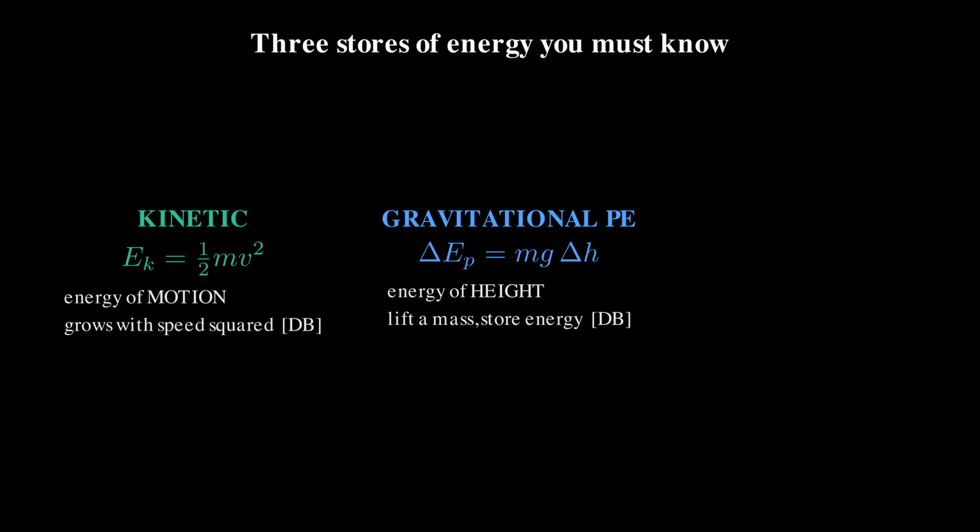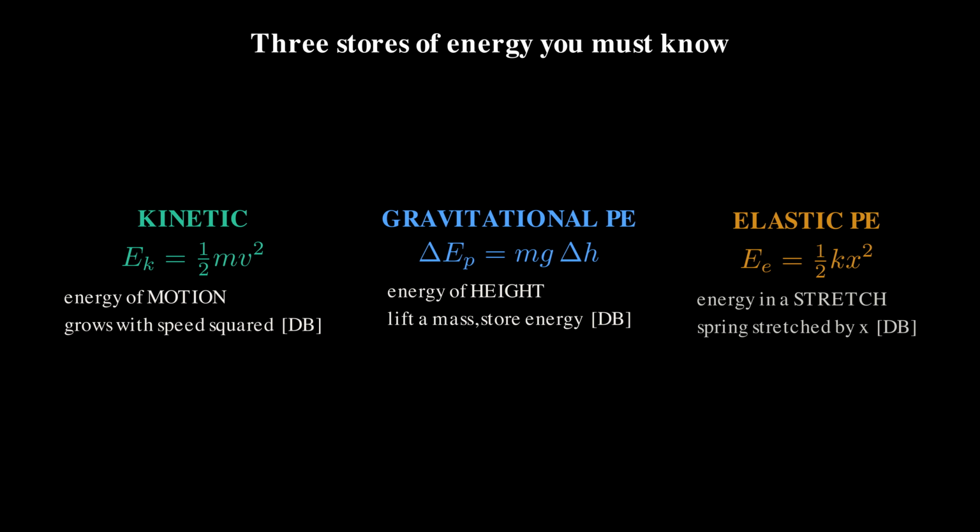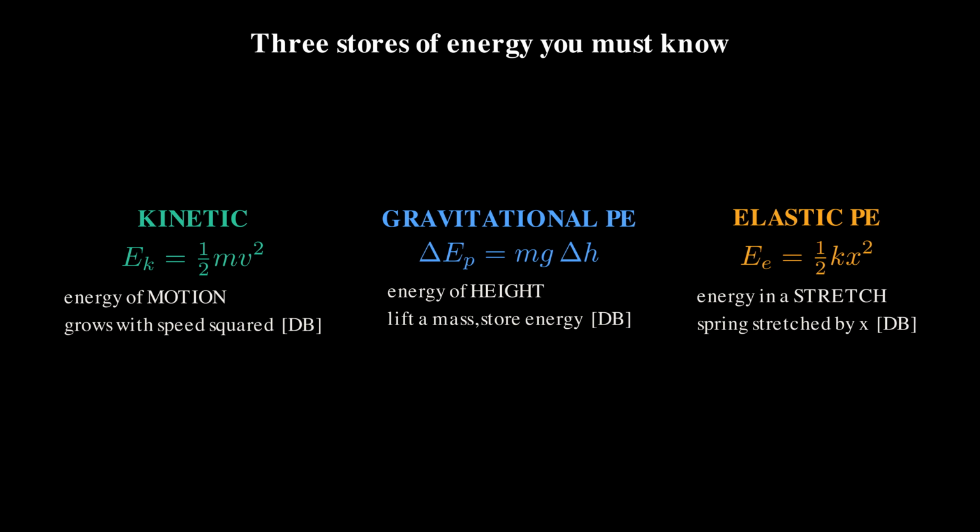Third, elastic potential energy, the energy stored in a stretch or squash. Pull a spring of stiffness k a distance x, and you store 1/2 kx squared. Every one of these three is in your data booklet. You don't memorize them, you locate them.